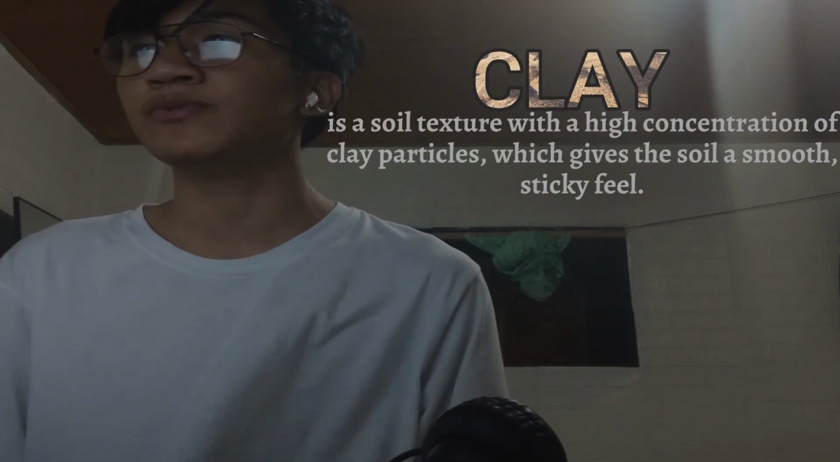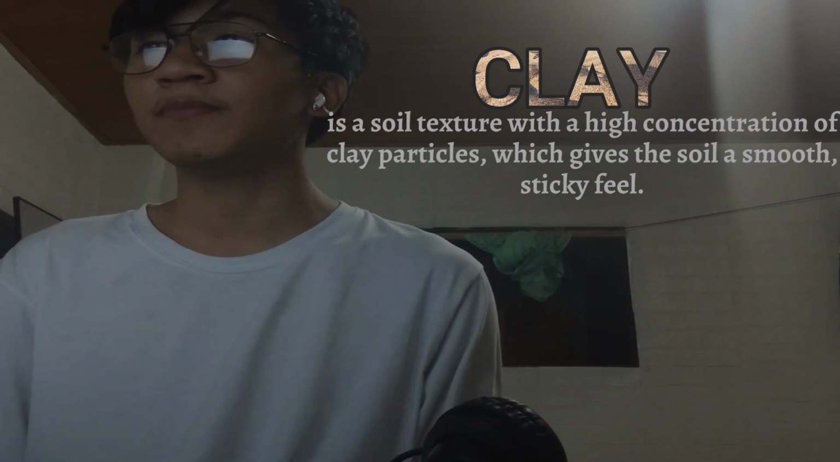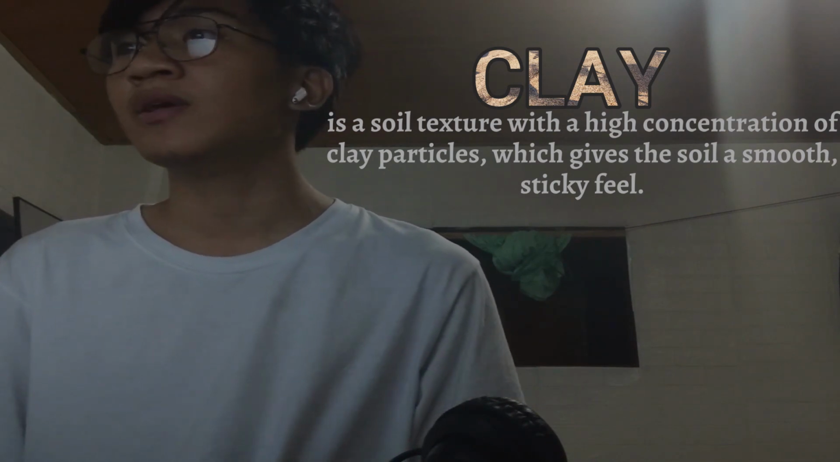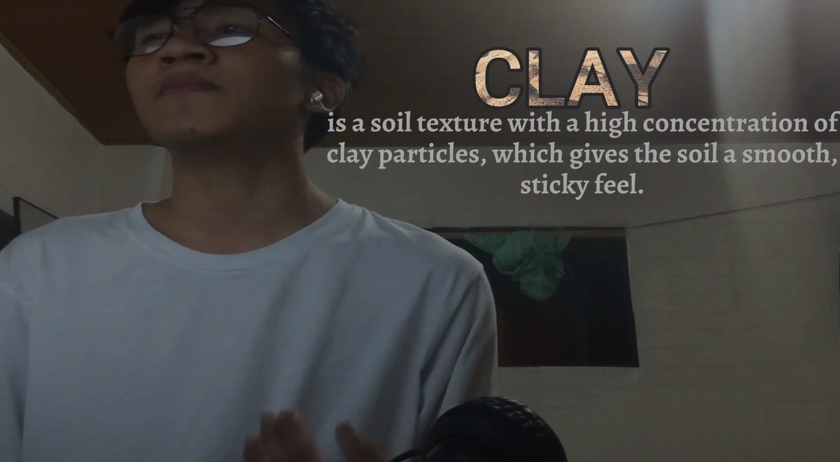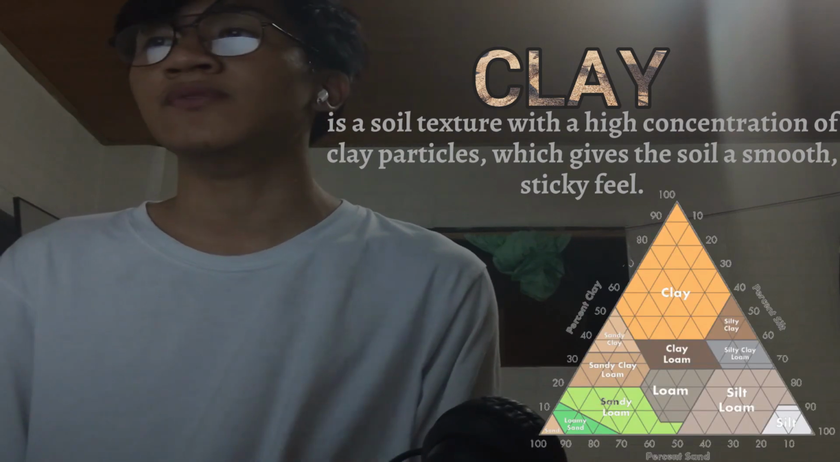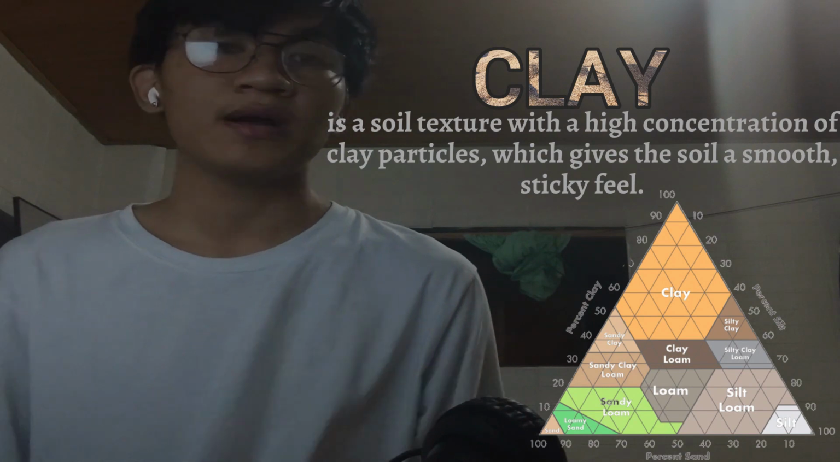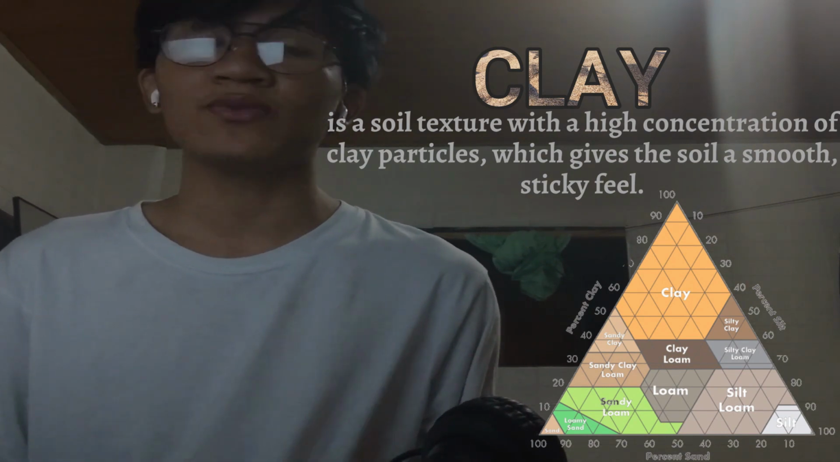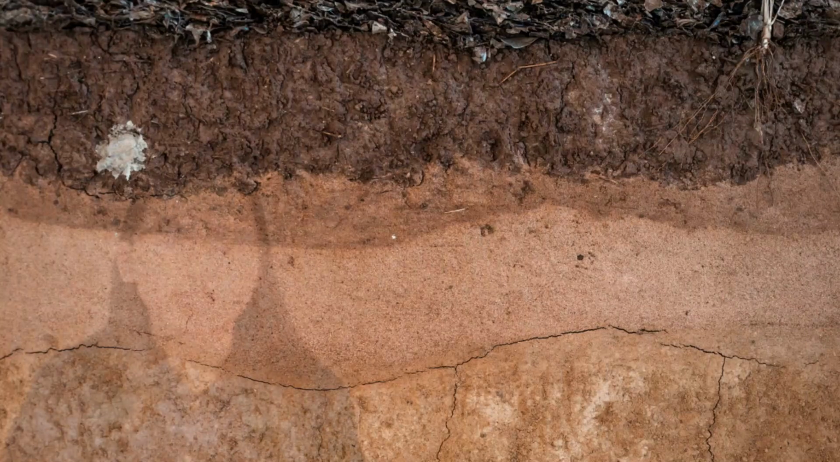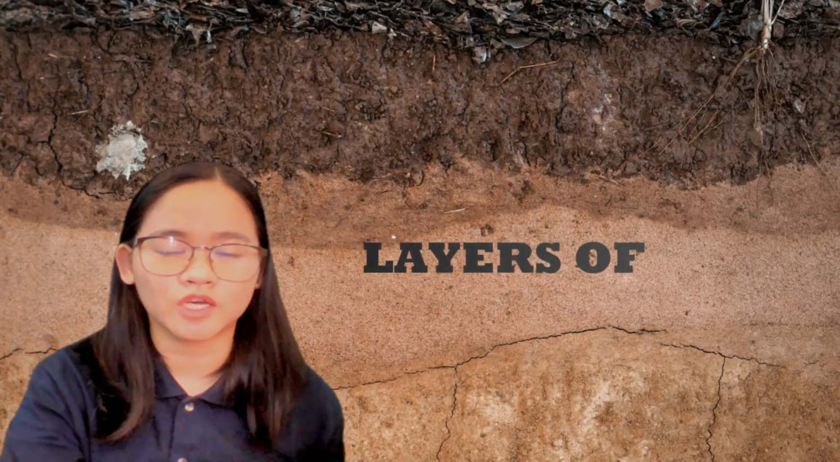Clay is a soil texture with a high concentration of clay particles, which gives the soil a smooth, sticky feel. Clay is made up of at least 40% of clay particles, 20 to 45% of silt particles, and 0 to 45% of sand particles. So the next property is the layers of soil.